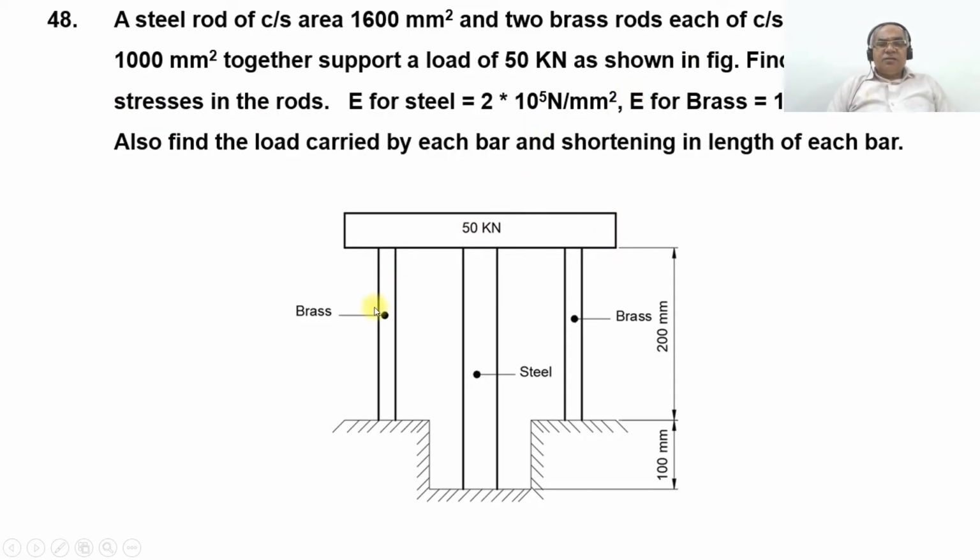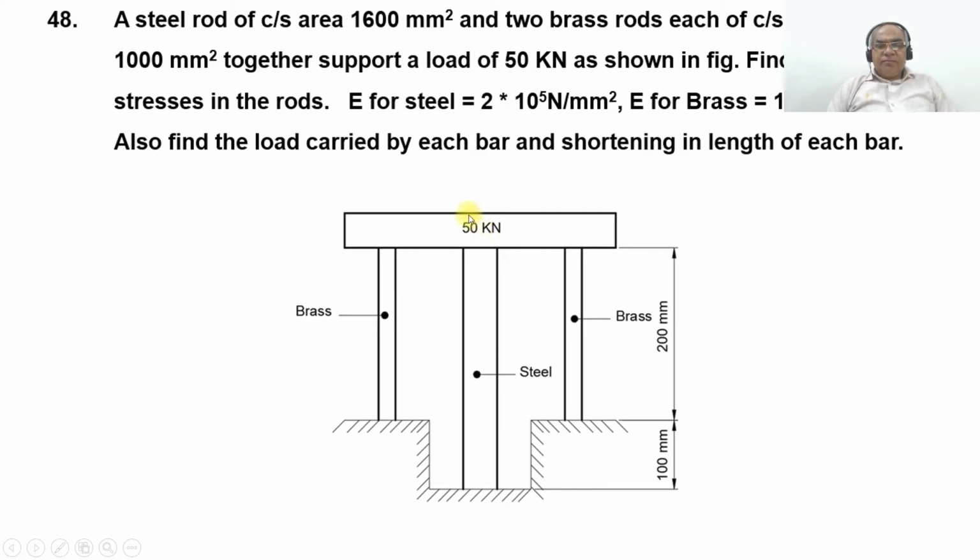Find the stresses in the rods. So that means the two brass rods and the steel rod. What are the stresses? And E for steel is 2 into 10 to the power of 5, and E for brass equals 1 into 10 to the power of 5 Newton per mm square. Also find the load carrying capacity of each bar and the shortening in length of each bar.